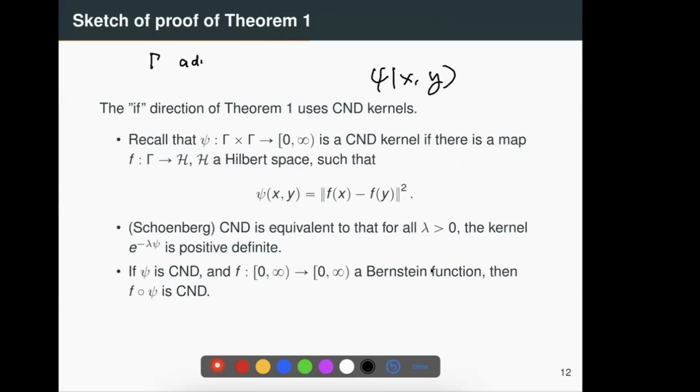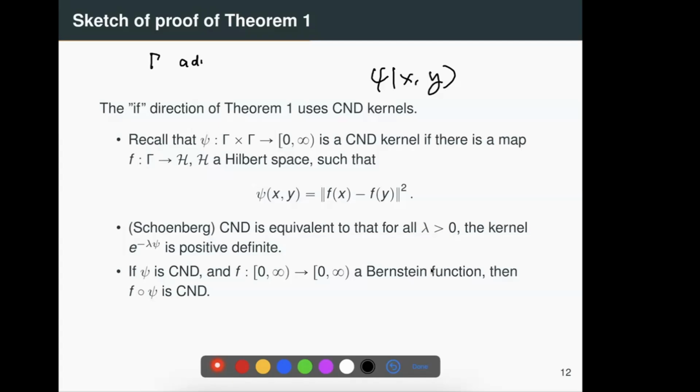So you take finitely many points x1 to xn and make this n by n matrix, and then you think of it as a quadratic form and only consider vectors whose entries sum to 0. You want it to be negative definite on that subspace. It's called conditional because you only consider such vectors.